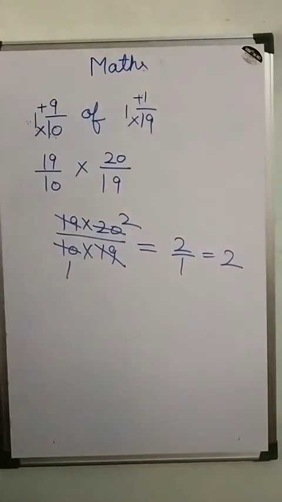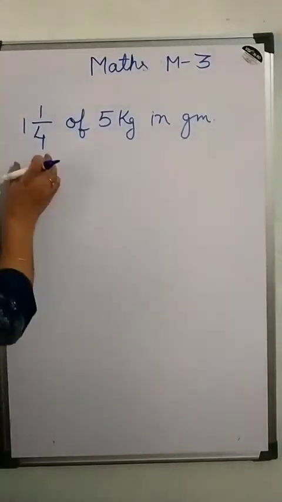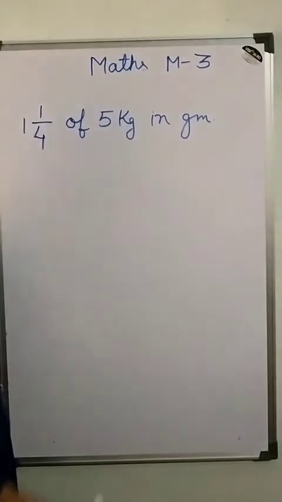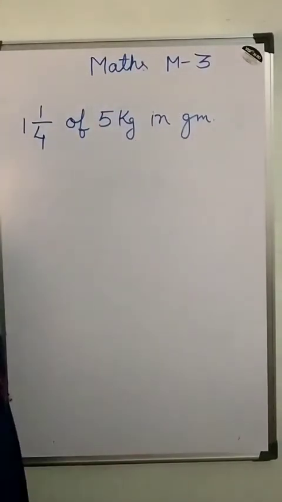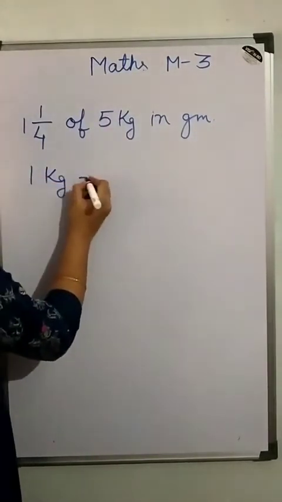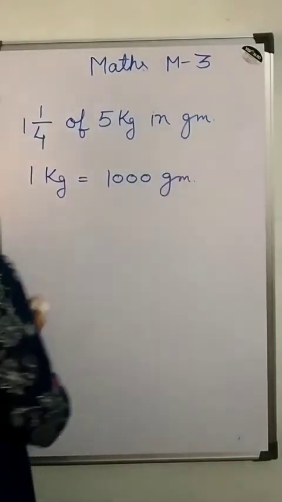Now let's do another exercise. The next question is 1 upon 4 of 5 kg in gram. This time you have to find your answer in grams, but this value is given to us in kilogram. So you know 1 kilogram is equal to 1000 gram. I think everyone knows this. So how do we solve this one?